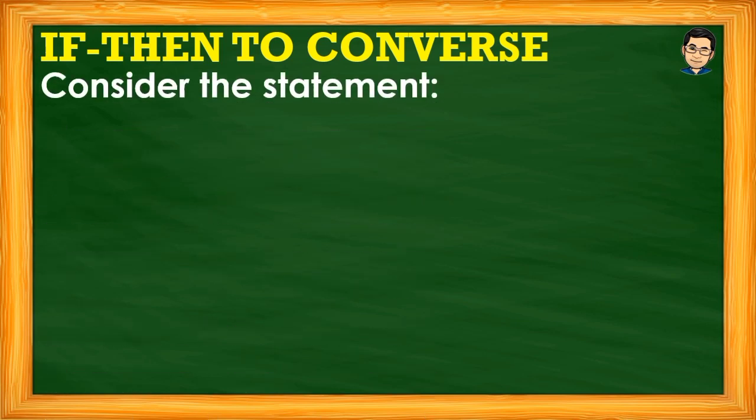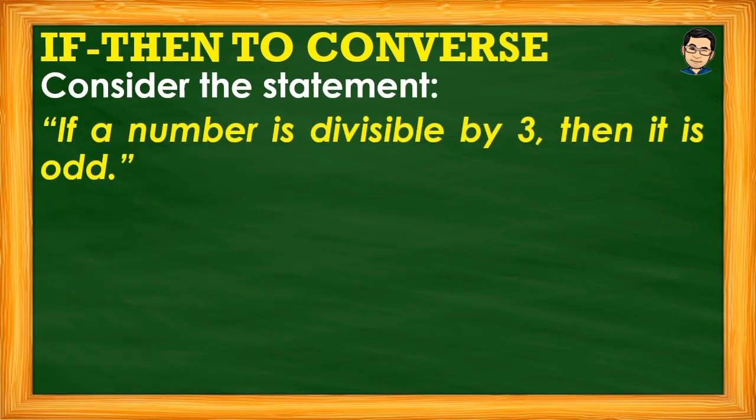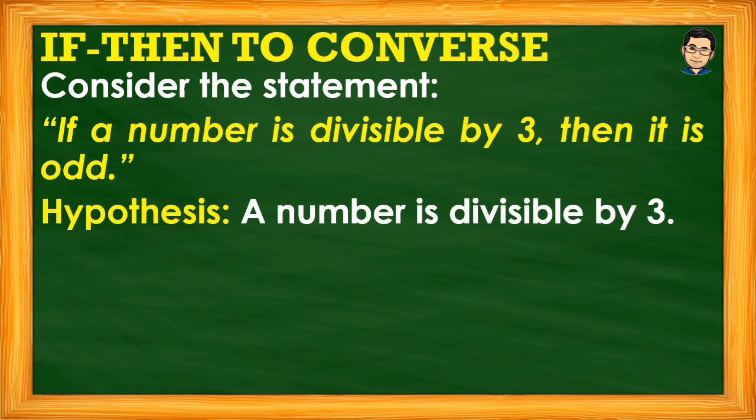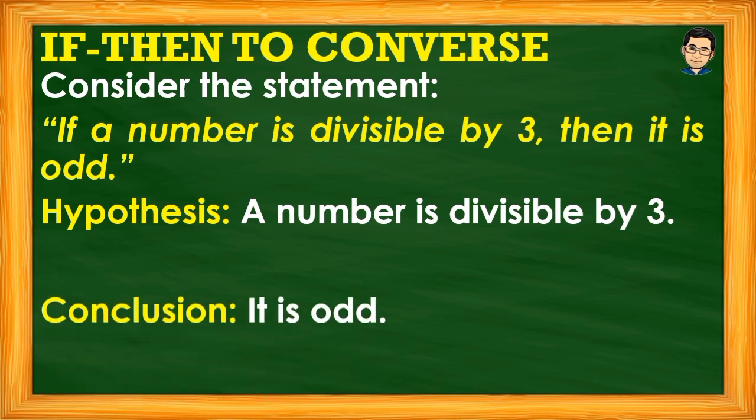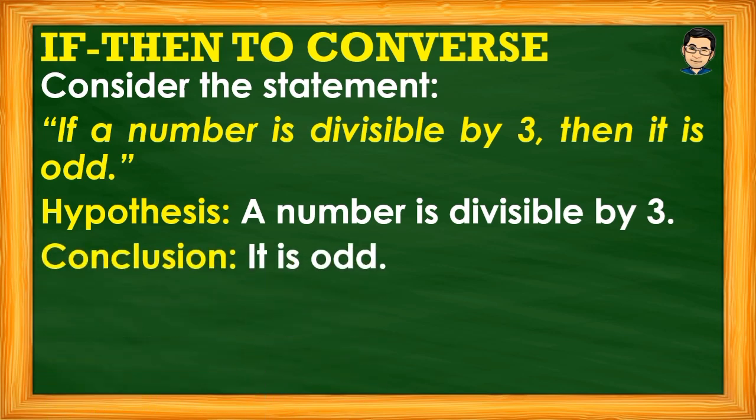So let us have an example. So consider the statement, if a number is divisible by 3, then it is odd. So kung yung number daw na yon, a particular number, ay pwede nating i-divide sa 3, then yung number na yon ay isang odd number. So an odd number, ito po yung mga numbers na nag-end sa 1, 3, 5, 7, 9. And then when we talk about even numbers, ito naman nag-end sa 2, 4, 6, 8, and 0. So let us identify the hypothesis. So the hypothesis of the given statement is a number is divisible by 3. And then the conclusion is it is odd.